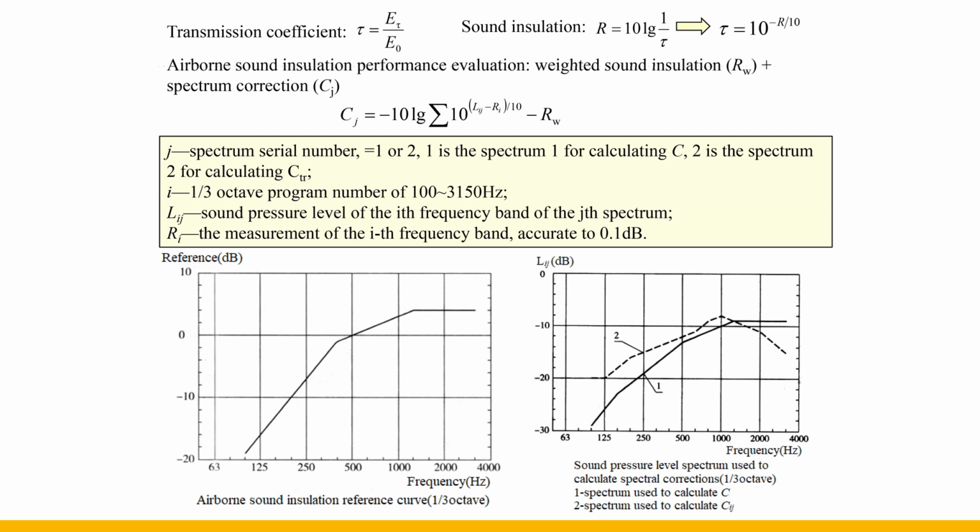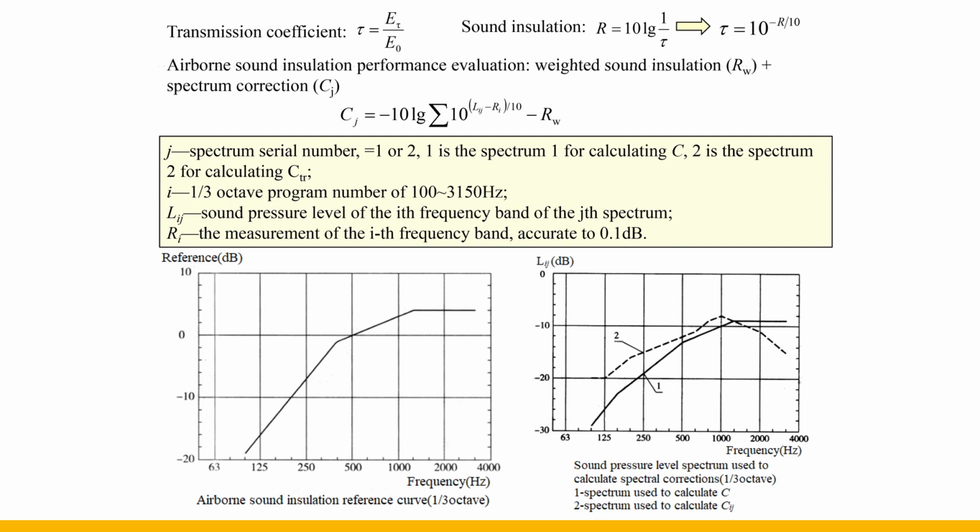The sound insulation represents the insulation ability of the component to air sound and is always greater than 0. Knowing the amount of sound insulation, the transmission coefficient can be calculated inversely. The larger the tau, the smaller the R, and the worse the sound insulation performance of the component. The same structure has different sound insulation for incident sound waves of different frequencies.